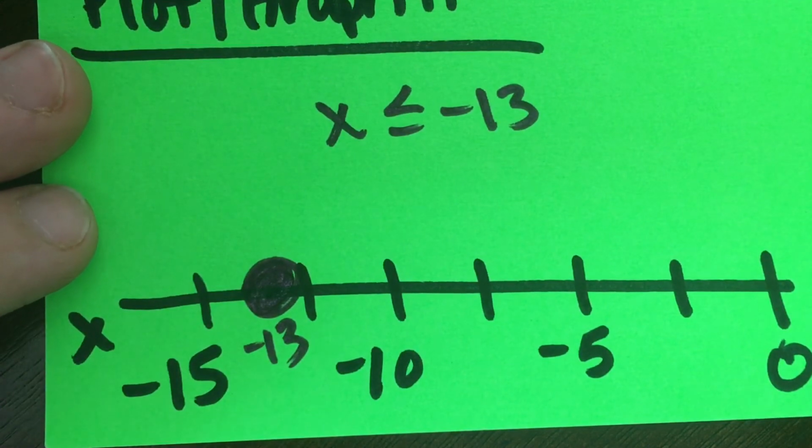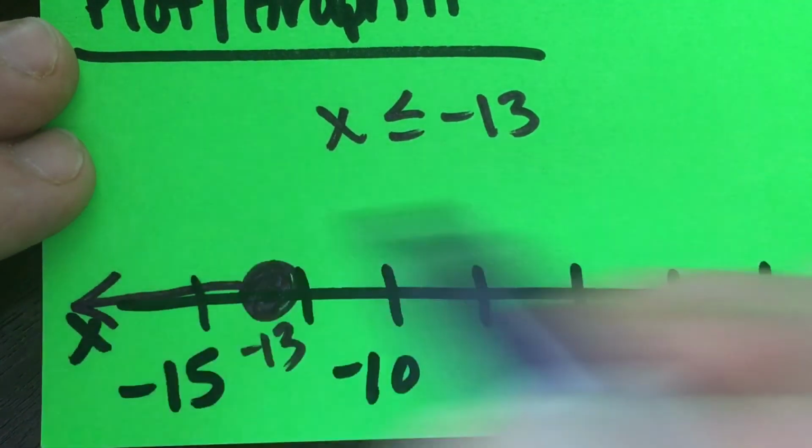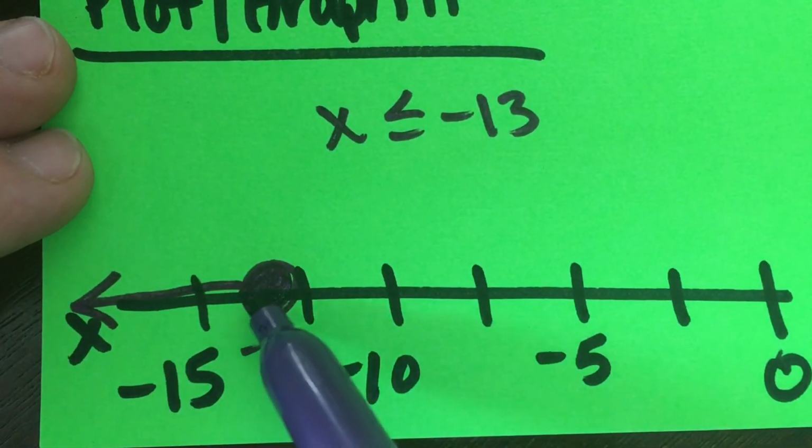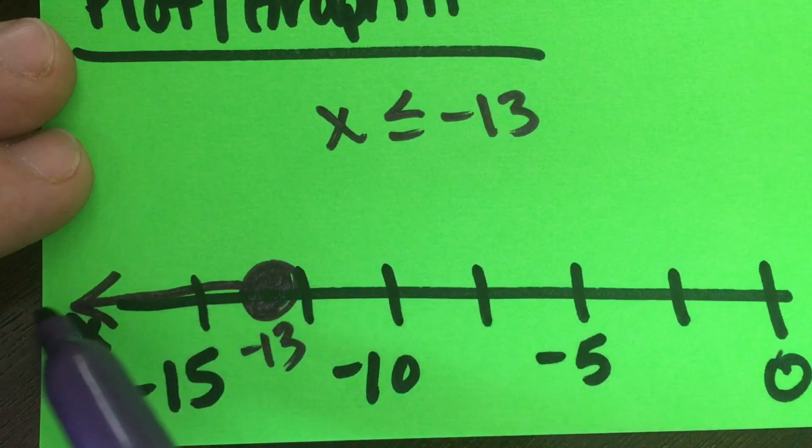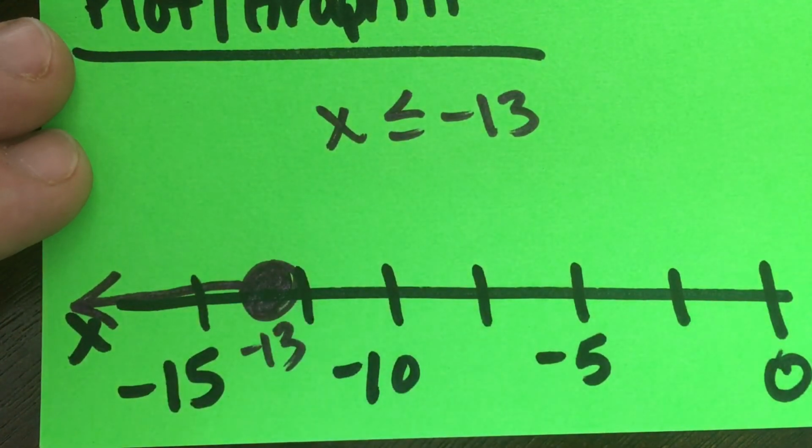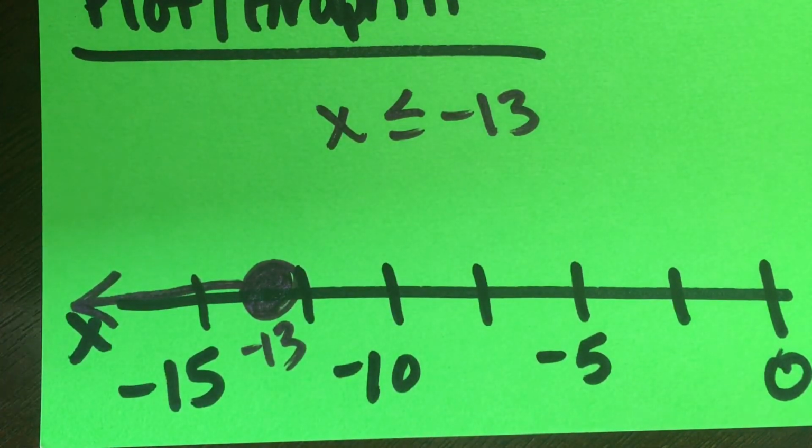And this is for all values of x that are even more negative than 13. So I draw an arrow to the left to represent that any value at negative 13 and smaller will make the original equation true. So remember, when you are multiplying or dividing a negative across an inequality sign, so from one side of the inequality to the other, you must always flip your sign.